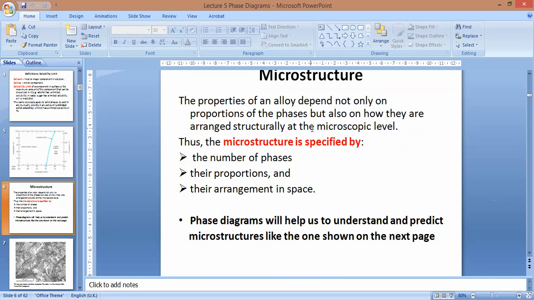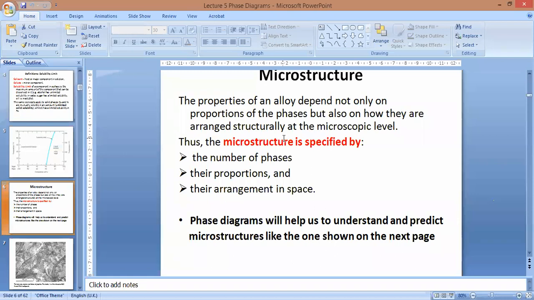That is basically known as the arrangement at microscopic level. That arrangement is basically what is known as a microstructure. So it's specified by the number of phases, their proportions, and the arrangement in space. So phase diagrams help us to understand and predict microstructures like the one shown on the next page.